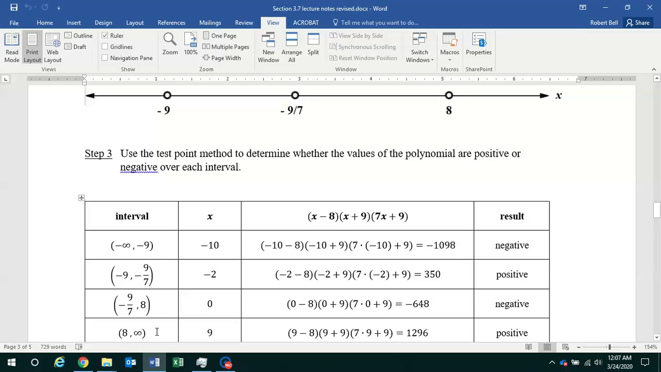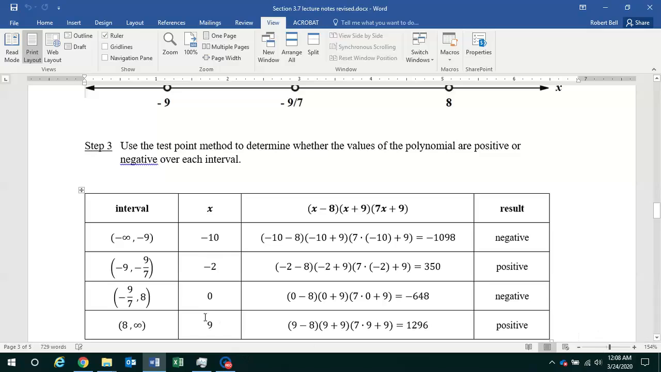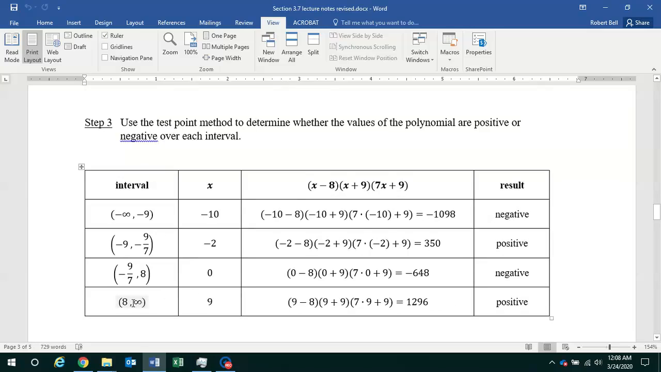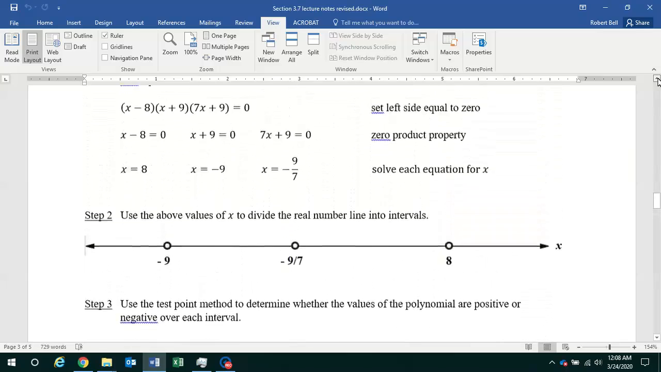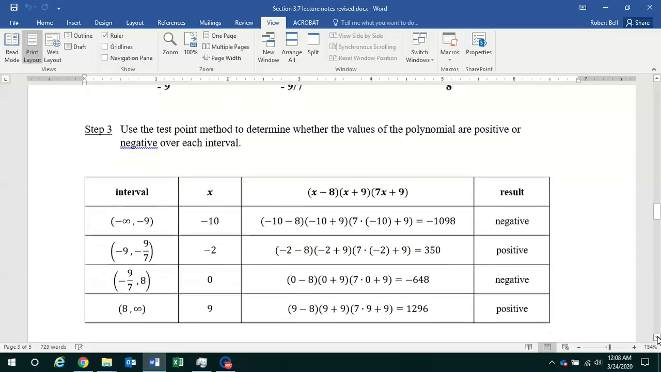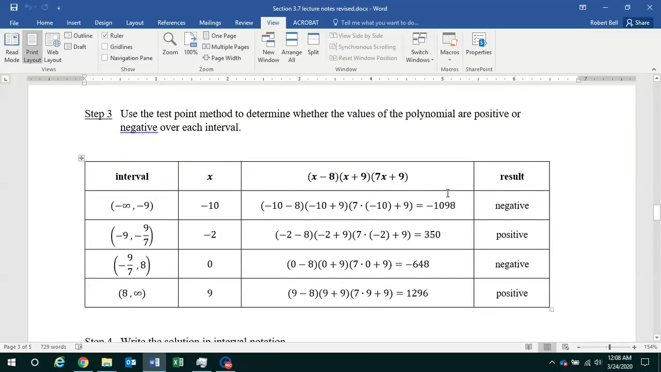And then for the fourth interval, I use +9 as my test point. And when I put in 9 for x, I got a positive value for the polynomial. And so that tells me any number greater than 8 put in for x results in a positive value for the polynomial. So for our polynomial inequality, we're finding all the values of x that make the left-hand side strictly less than 0, or negative. And so we see that the 2 intervals that make the left-hand side negative are this first interval and this third interval.